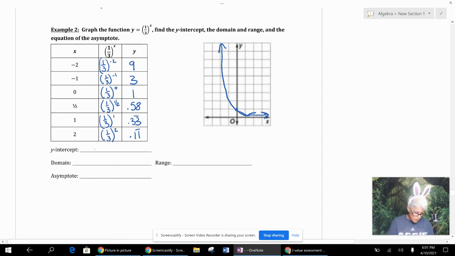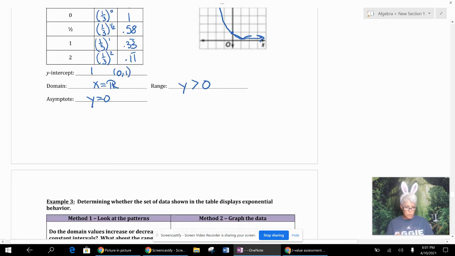So here again, the y-intercept is 1, or (0, 1). The domain is all real numbers, there's an asymptote, and the range is y is greater than 0. All right, see some consistency there. Let's move on.